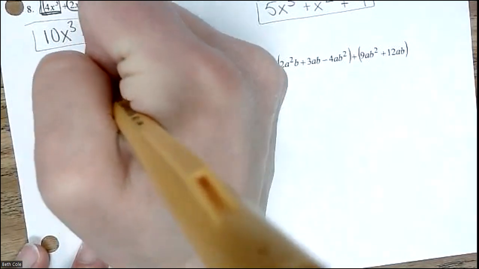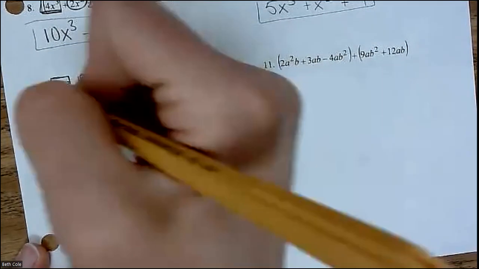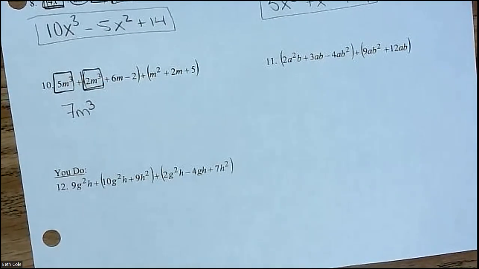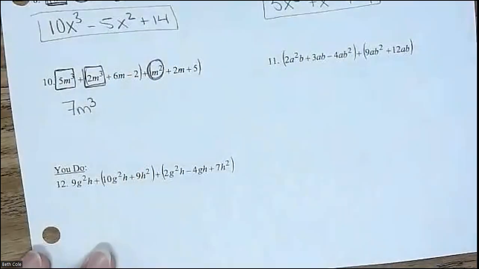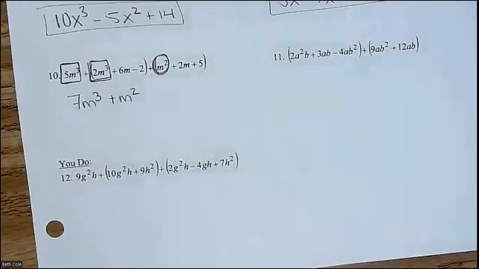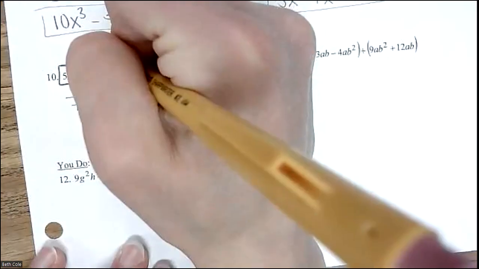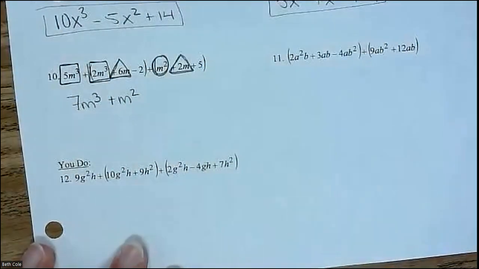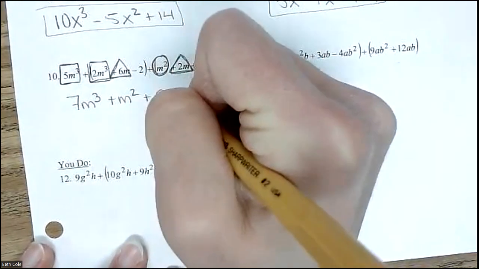2m cubed. Perfect. So that would be 7m cubed. Now, next I want to look for m squared. So do you see an m squared? Like we want it to go in descending order if we can. Yeah, 1m squared. Since that doesn't combine with anything, it's just going to be plus m squared. Like don't overthink that. That's all that is. And then we have 6m plus 2m, which would be 8m.